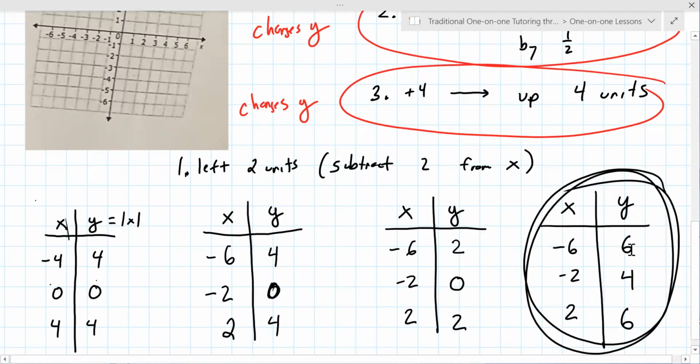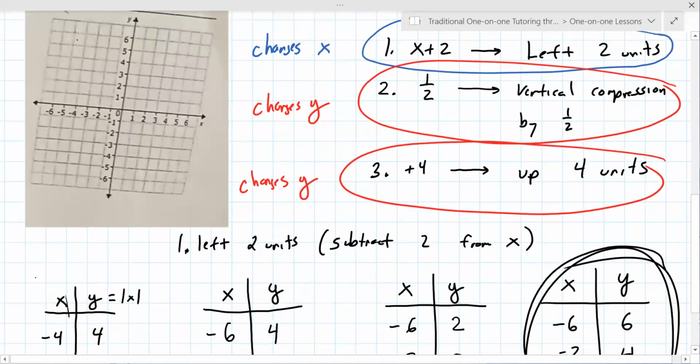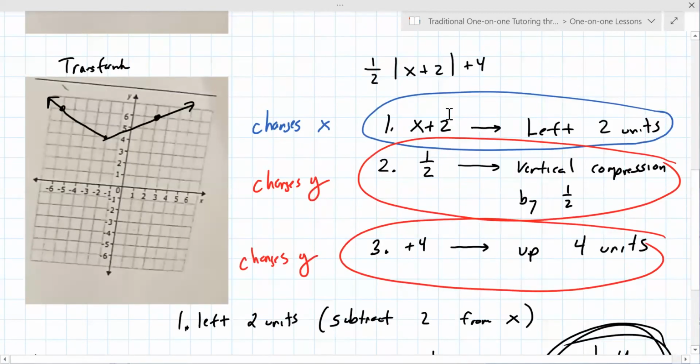So do you have this table down? Okay. So we have negative 6, 6, negative 2, 4, and 2, 6. Oops, didn't get that point. Okay. We're graphing it. The 3 transformations are listed here in blue and red.